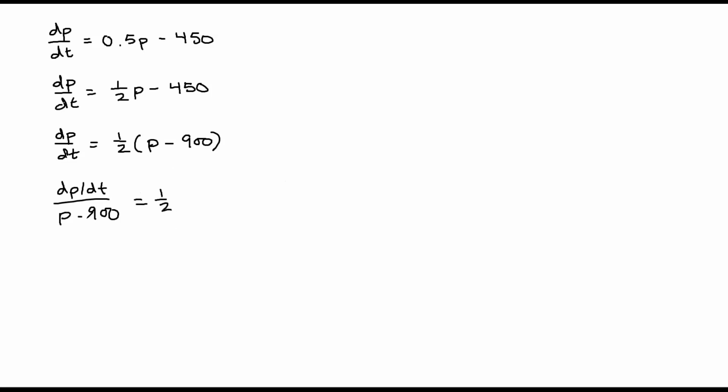Now at this point, if you look at this, it looks a bit like an antiderivative of a natural log function, right? If you'll recall from previous calculus courses, the antiderivative of dx over x is natural log x plus c. And you can see this looks a little bit like that in that we have a dp in the numerator and we have p minus 900. The minus 900 is just a u substitution off from just having x in the denominator. So what we can do is integrate both sides with respect to t.